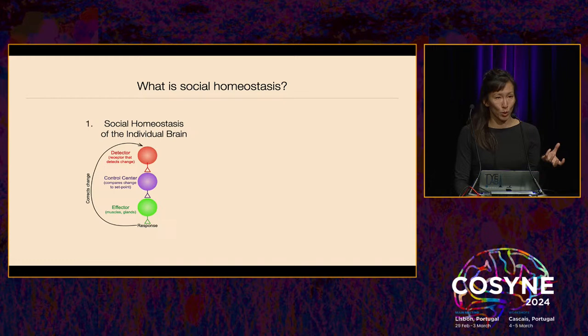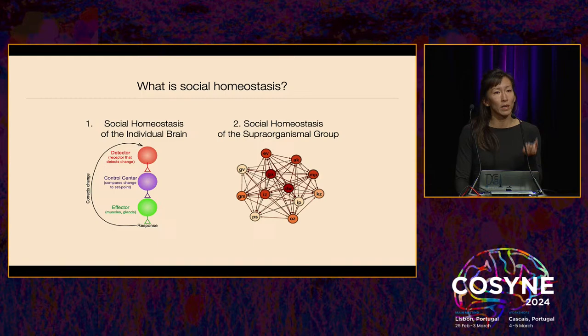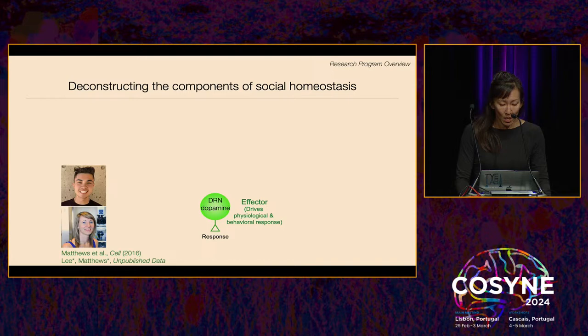And so I'm thinking, in terms of the individual brain, about the key essential ingredients of any homeostatic system. I'll summarize my research program and say that Jillian Matthews, a former postdoc in my lab, along with Christopher Lee, who is here at this meeting, have worked to show that DRN, or dorsal raphe nucleus, dopamine neurons are an entry point for studying social homeostasis and also can serve as an effector system, in that when you stimulate or inhibit these neurons, they can drive an increased or decreased motivation to seek social contact, and that these neurons track social isolation.